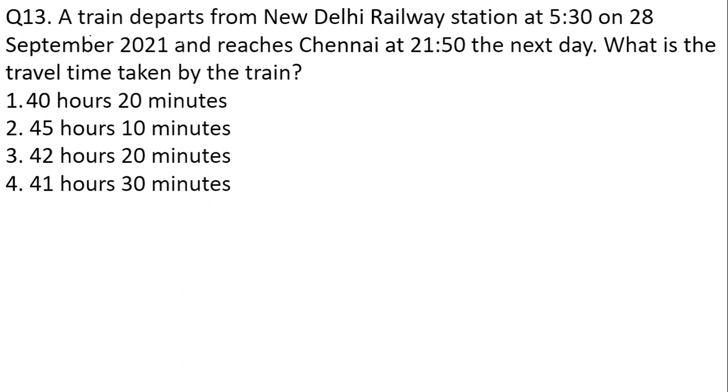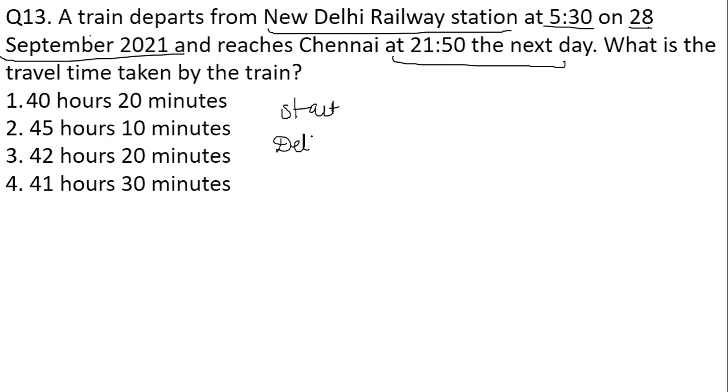Next question is, a train departs from New Delhi railway station at 5:30 on 28th of September 2021 and reaches Chennai at 21:50 the next day. What is the travel time taken by the train? So basically the starting point is New Delhi, and the person has started his journey at 5:30 on the date 28th of September.